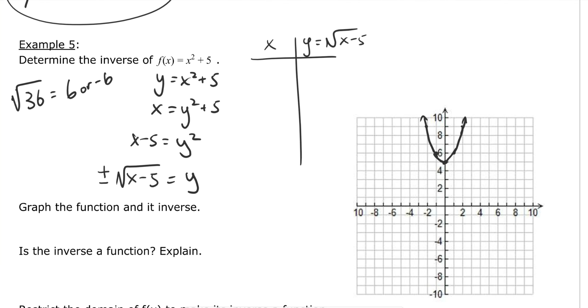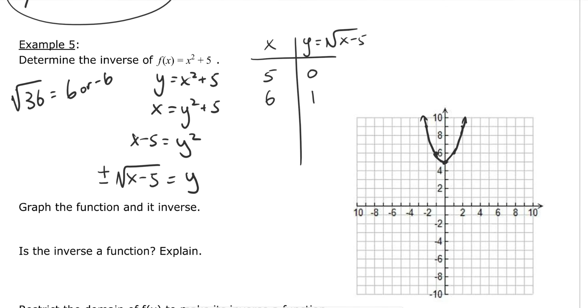So if x is, let's use x equals positive 5. What's the square root of x minus 5? Well, that's going to be 0. Square root of 0 is 0. I can't use 4 because if I put 4, I'll get a negative under the square root, and that doesn't work. I can't use 3, it doesn't work. So I have to go higher than 5. So 6. So 6 minus 5 is 1.